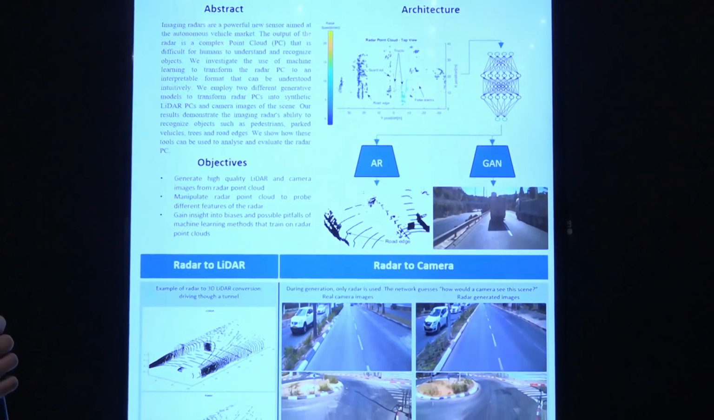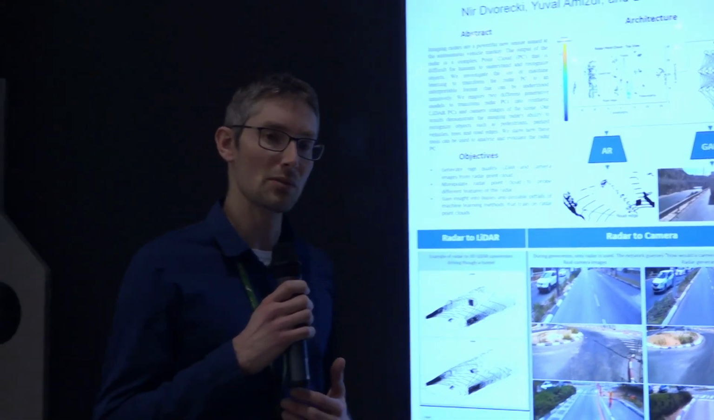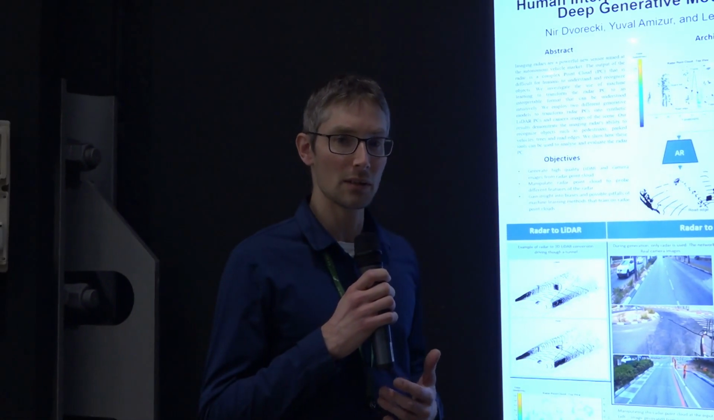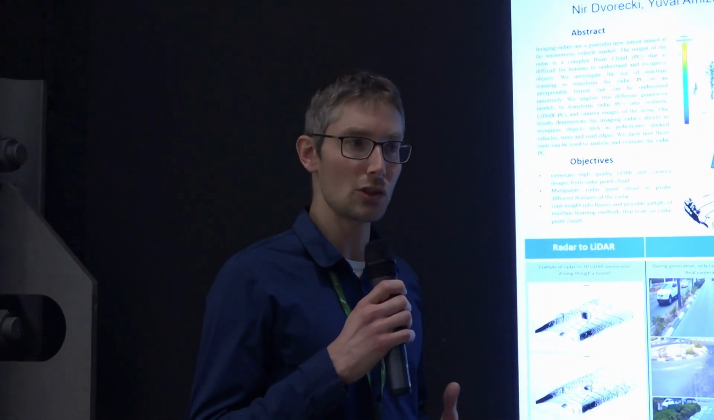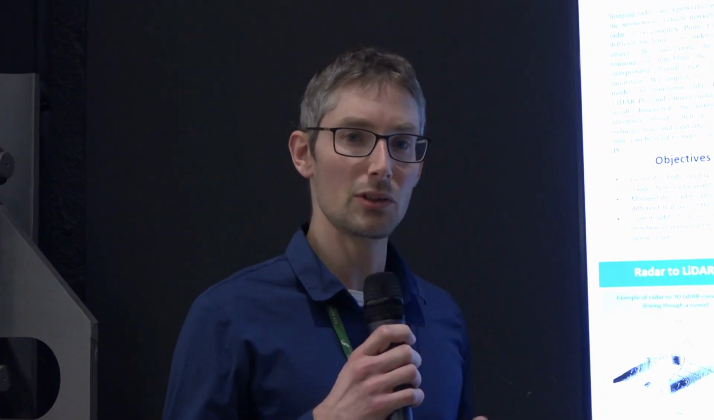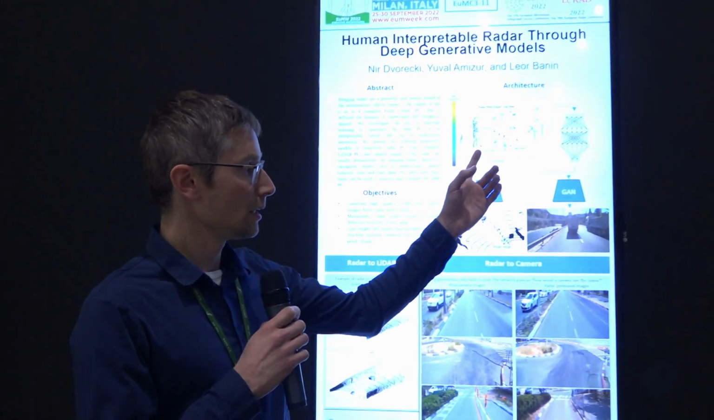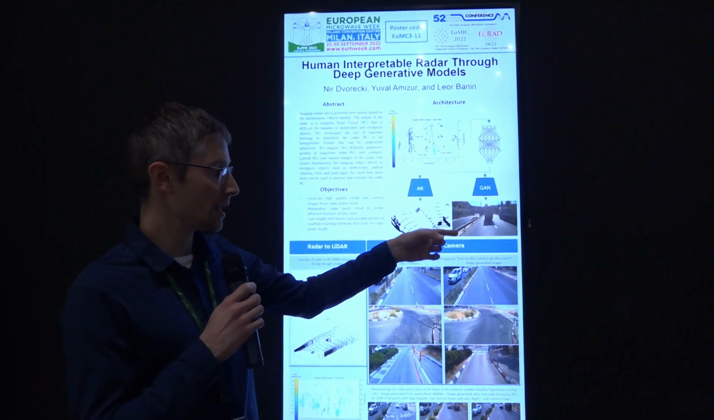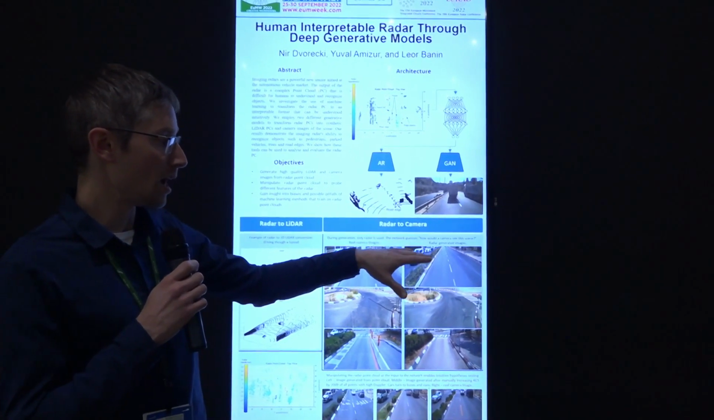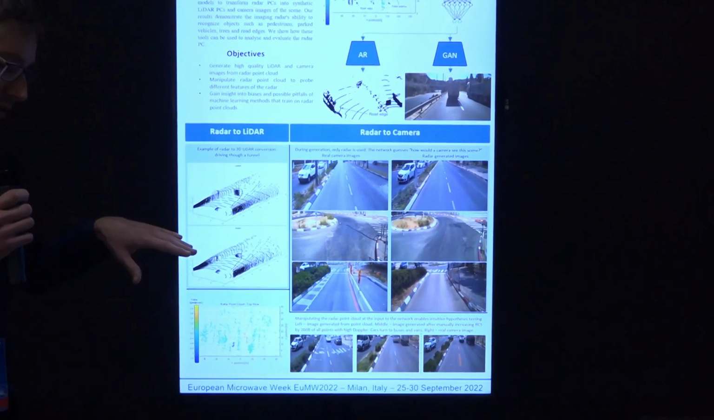So instead, what we did is we took a car together with a camera and a LiDAR, and we trained a neural network to try and transform the radar point cloud into pseudo LiDAR and pseudo camera images of the scene. So given the radar point cloud, the network tries to guess how would a camera see this scene or how would a LiDAR see this scene.